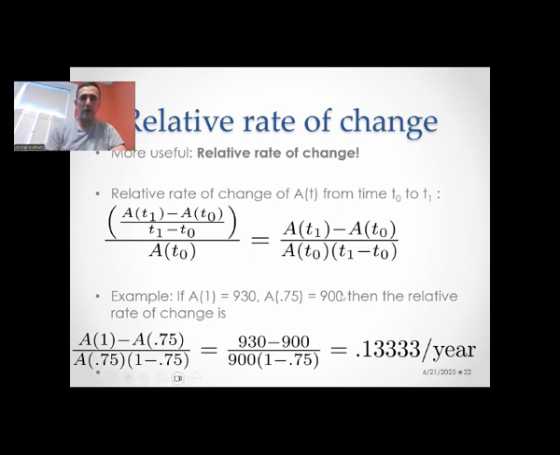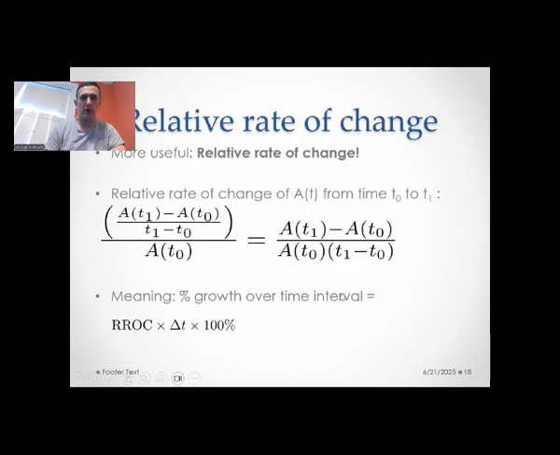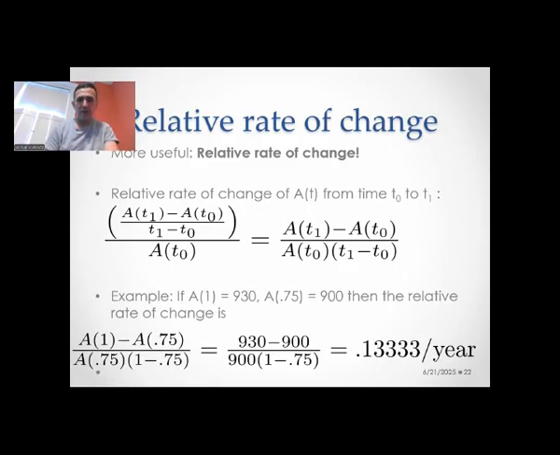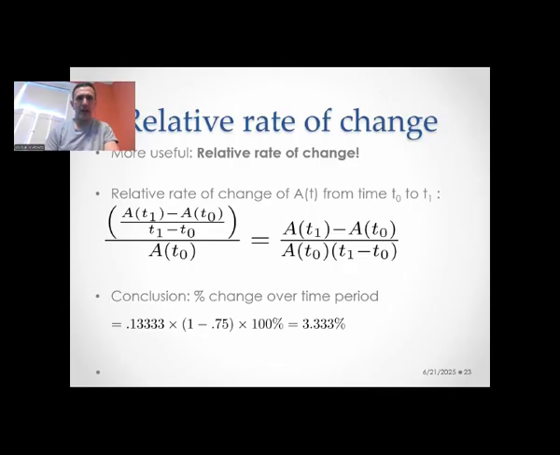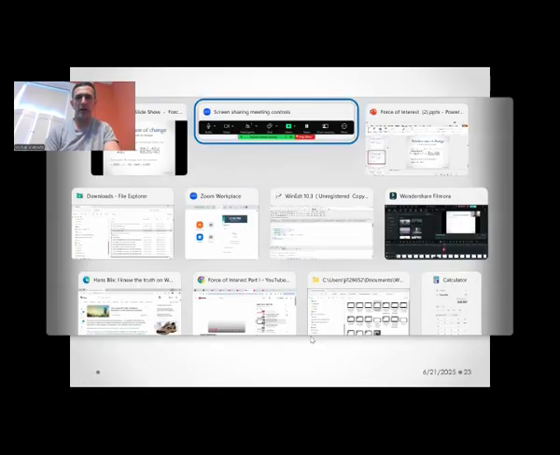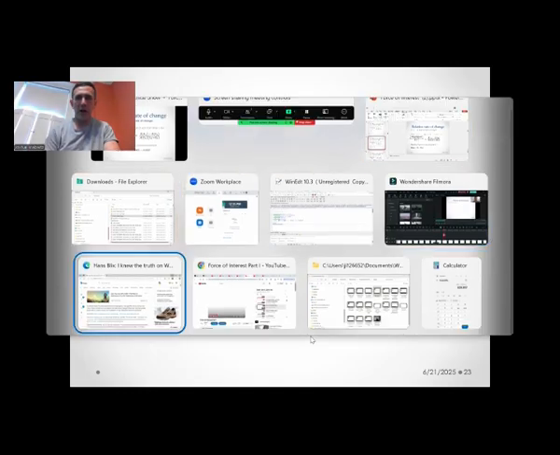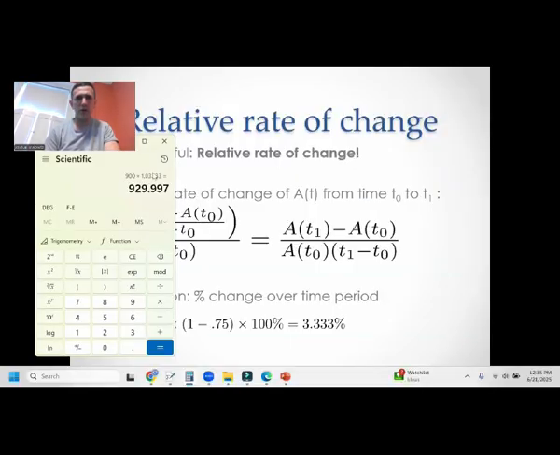And so with this interpretation right here, what does that mean? That means that the percentage change over this 3-month time period from 9 months to 1 year is just 3.333%. Okay. And yeah, again, let's just quickly check that. It's actually checked already here, but right.